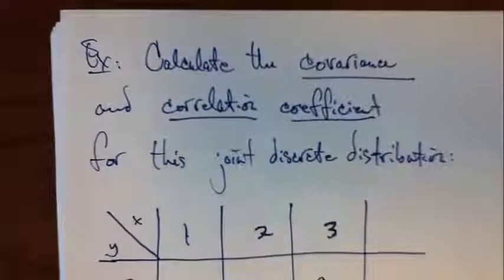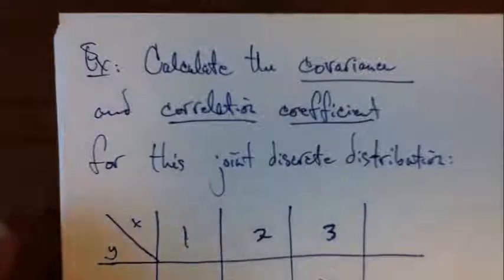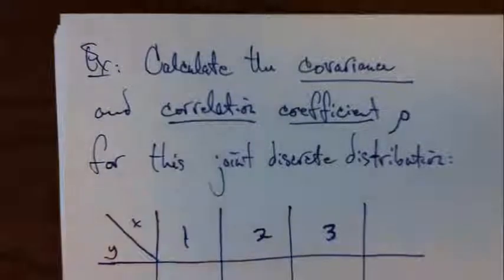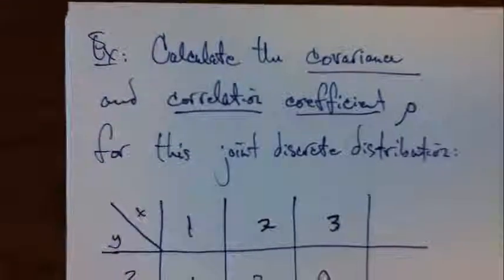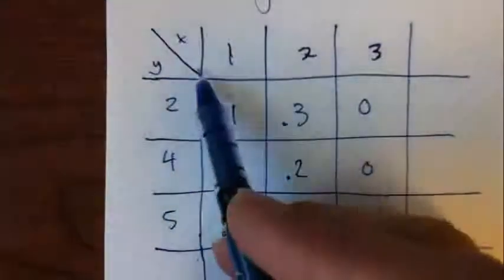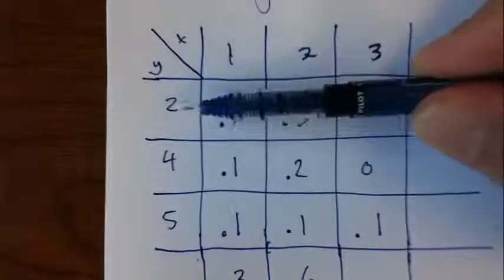All right, here's an example for you. Let's calculate the covariance and the correlation coefficient rho for this joint discrete distribution. Here it is, okay? Up along the top, I've got the possible values for x, and down along the side here, I have the possible values of y.